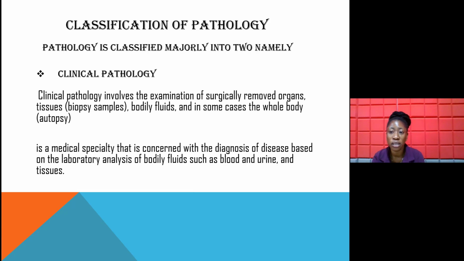Pathology is classified majorly into two, like you have seen in the previous slides. It is classified into clinical pathology, like I've said, and anatomical pathology. So let's start with clinical. What is clinical pathology? Clinical pathology involves the examination of surgically removed organs. Can we see? Surgically removed organ.